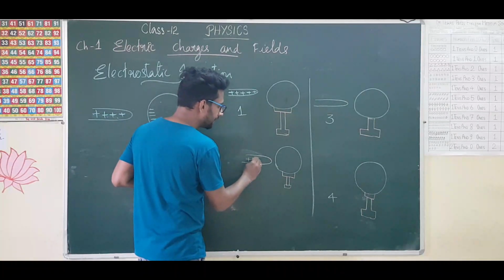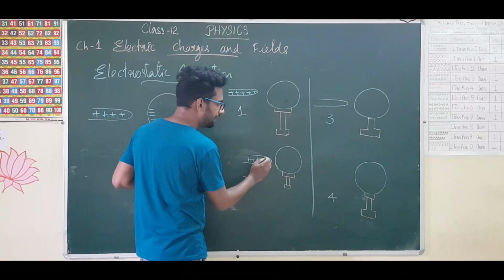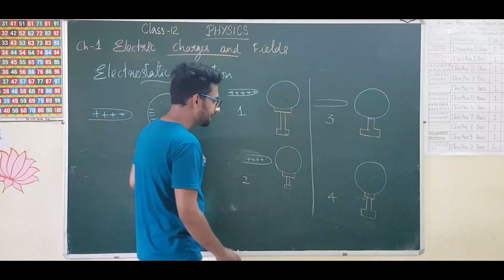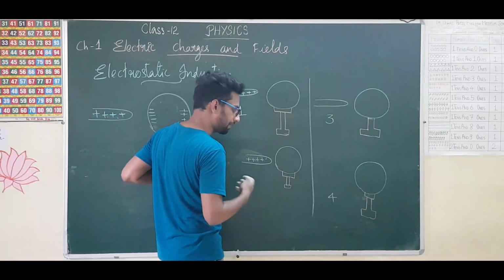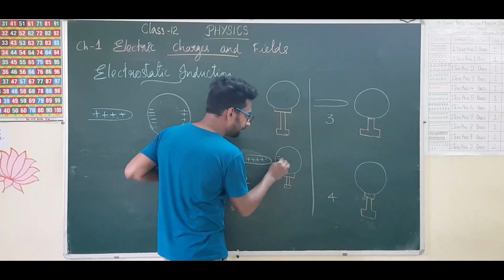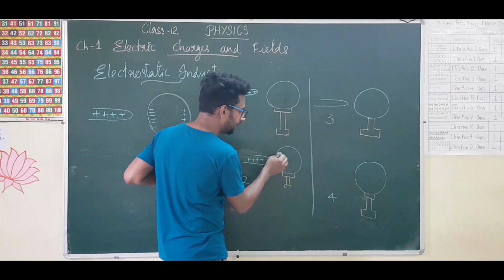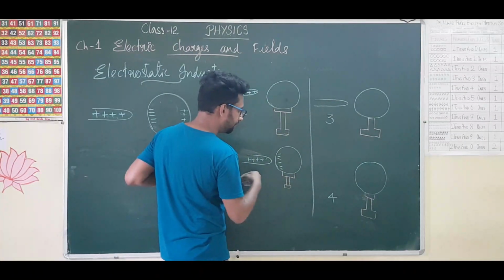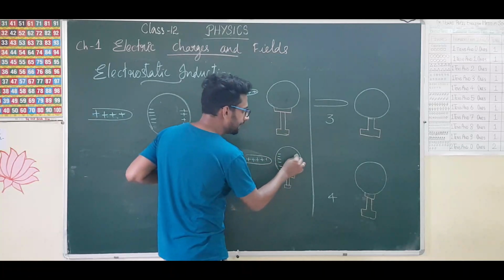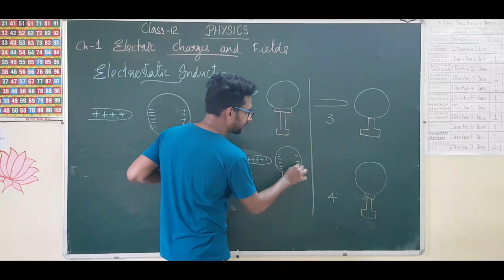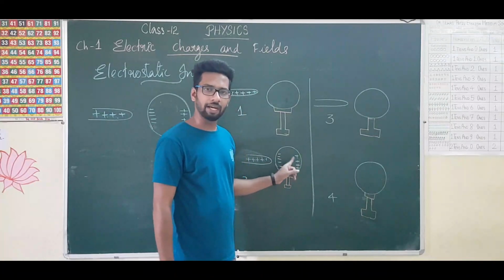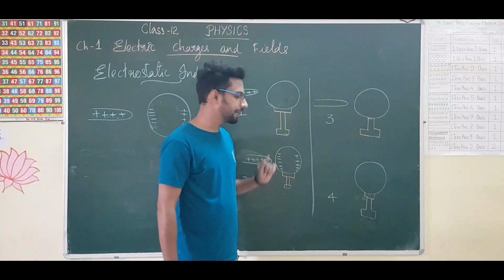Suppose I bring this positively charged rod very near to the neutral metal shell. Then you can see that due to the Coulombic attraction, negative charges of the body get accumulated on the near surface of the metallic shell, and due to the Coulombic repulsion, positive charges get accumulated on the farthest end. Now the positive and negative charges have separated on the metallic sphere.